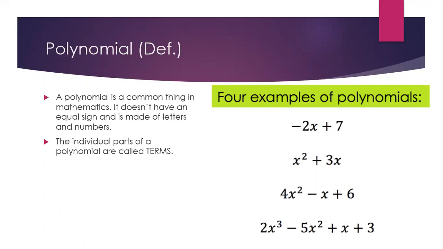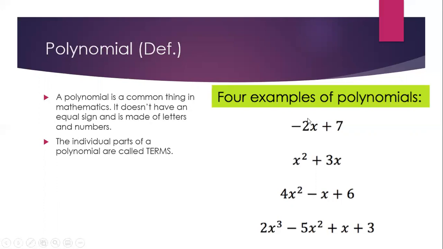It doesn't have an equal sign, and it's made of letters and numbers. So essentially, lots of things are polynomials. All right, and again, if we divide a polynomial into parts, they're called terms.